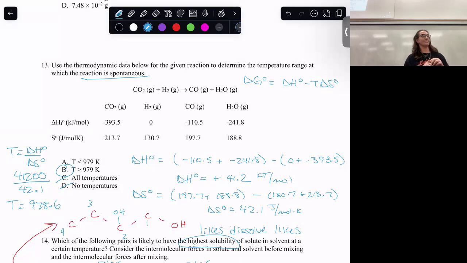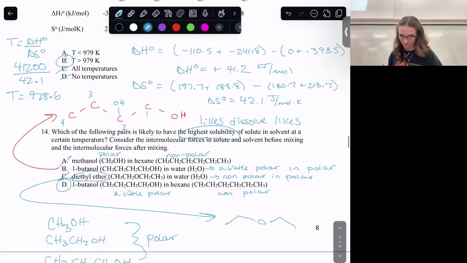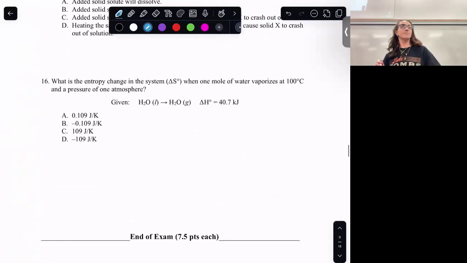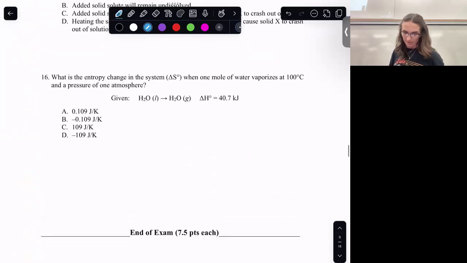The last one. 16? Okay. Okay, so we have, what is the entropy change in the system when 1 mole of water vaporizes at 100 degrees Celsius and a pressure of 1 atmosphere? Does anyone know how to solve this one?